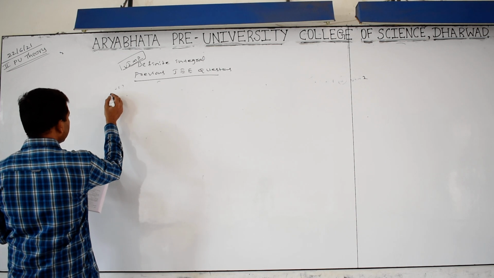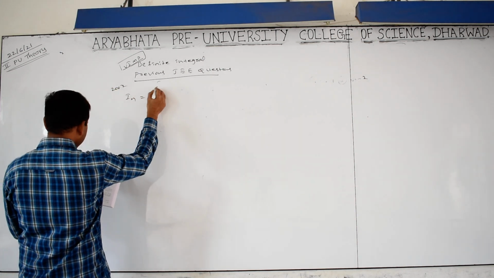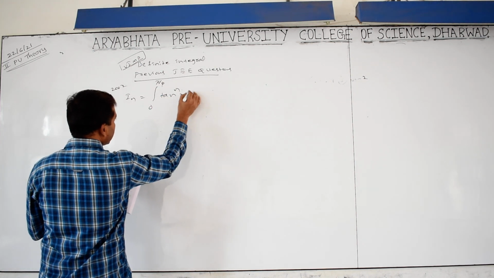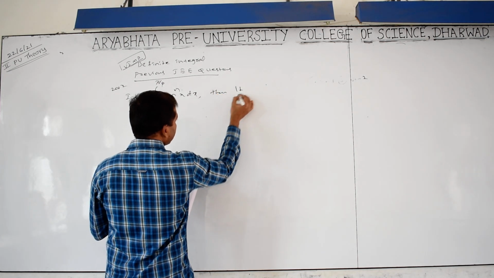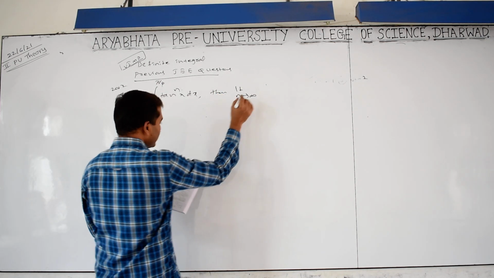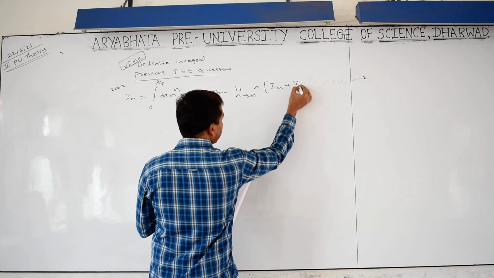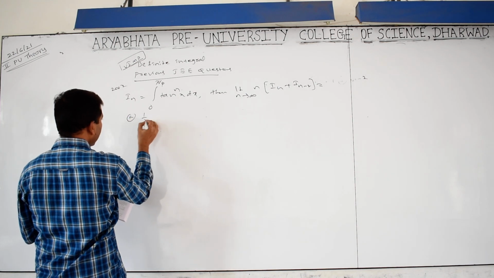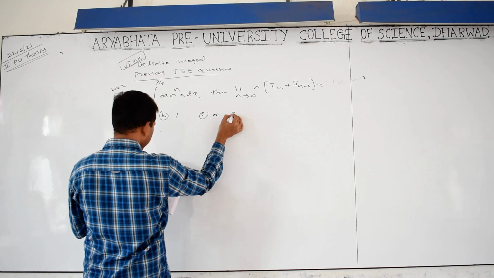Next question is also from 2002. I_n equals integration of 0 to pi by 4 of tan power n x dx. Then limit of n tends to infinity of n times (I_n plus I_(n minus 2)) equals: first option A) 1 by 2, second option B) 1, C) infinity, D) 0.